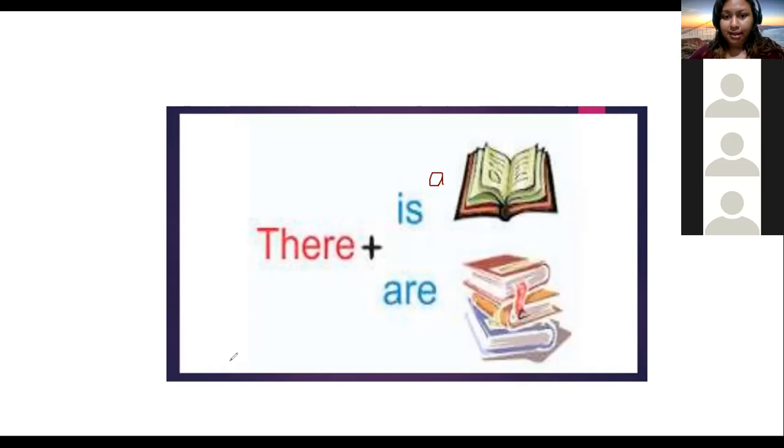En El Salvador, hay volcanes. ¿Cómo decimos eso? How do we say that? There is or there are? There are. Okay. There are. Very good. So, we say, there are volcanoes in El Salvador. There are volcanoes in El Salvador. Okay. There is a singular. There are plural. Okay. So I'm going to delete this.